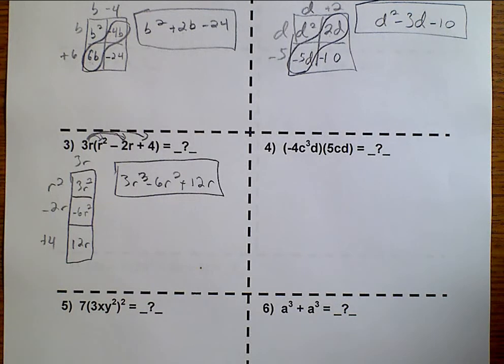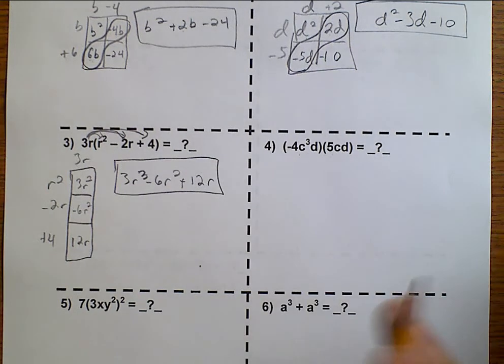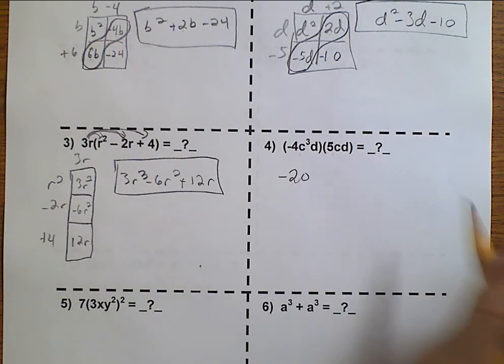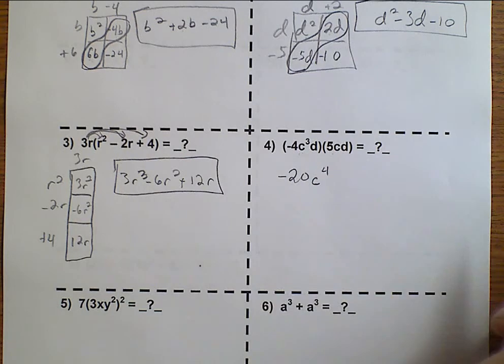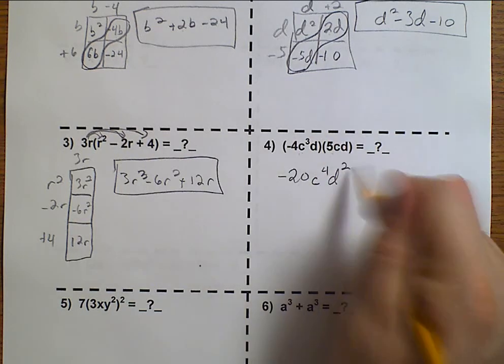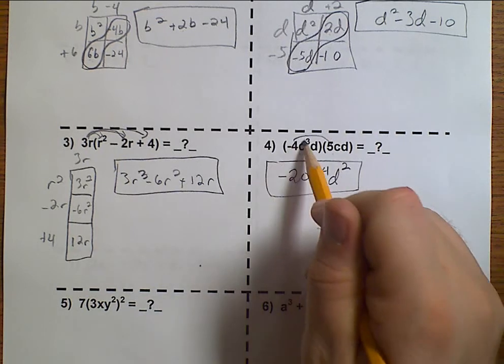Now let's take a look at number 4. Number 4, I have two monomials. Because they're monomials, the box method really doesn't help me. Negative 4 times 5 gives me a negative 20. C cubed times C gives me C to the fourth. And D times D gives me D squared.